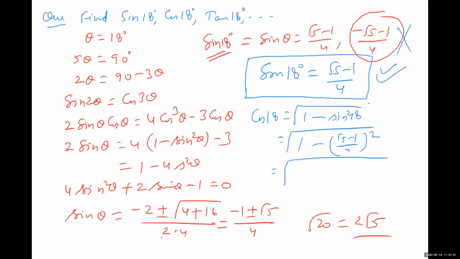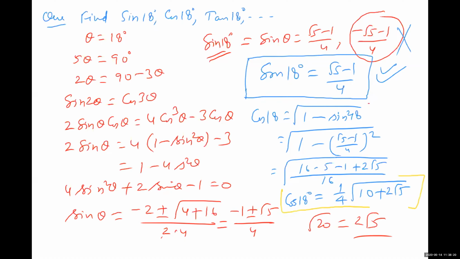So that is equal to under root 16 minus 5 minus 1 plus 2 under root 5 upon 16. So this is coming 1 upon 4 under root of 10 plus 2 under root 5. This is the cos 18, which is difficult to remember, but sin you have to remember.